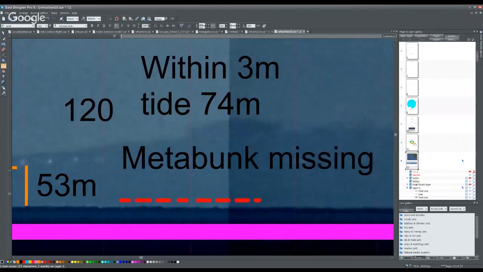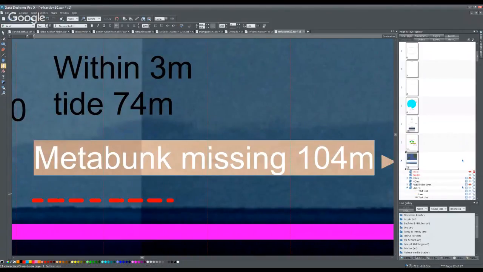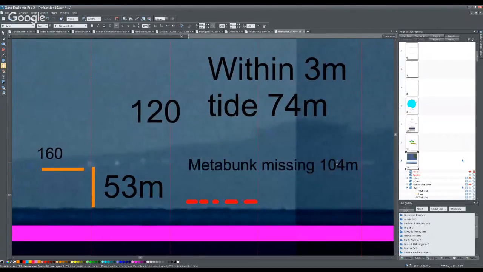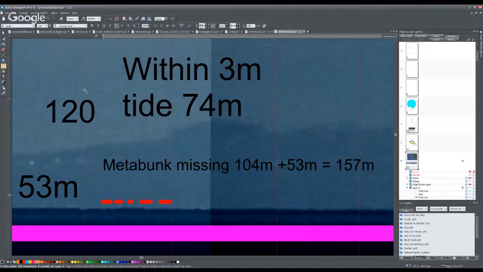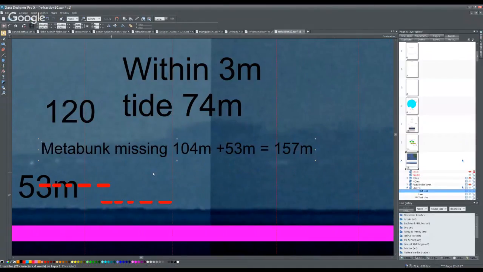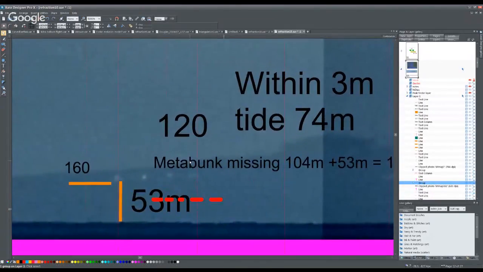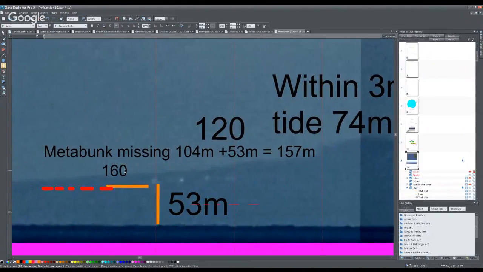Let me just check if I rounded correctly. Yeah, it's pretty much dead on 104 meters, 104 meters and 3 centimeters. Add on the 53 meters, and then you end up with 157 meters, which is remarkably close to the 160 meters that we worked out for the height.